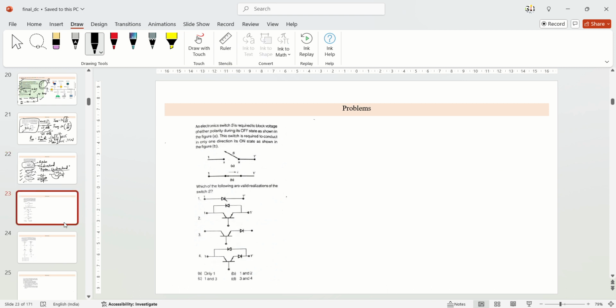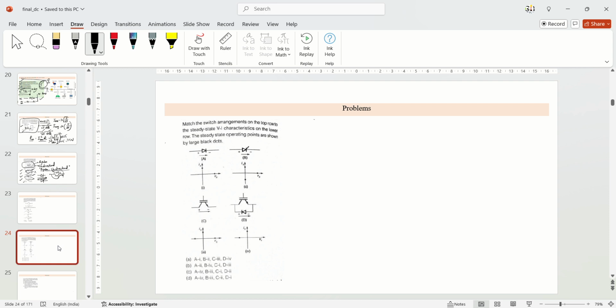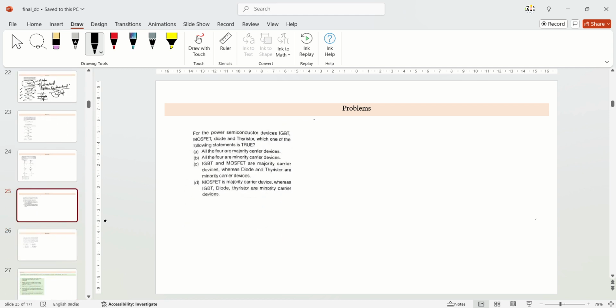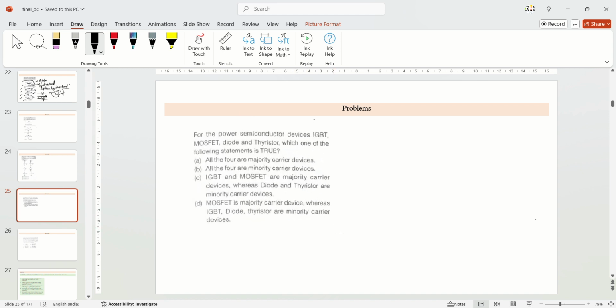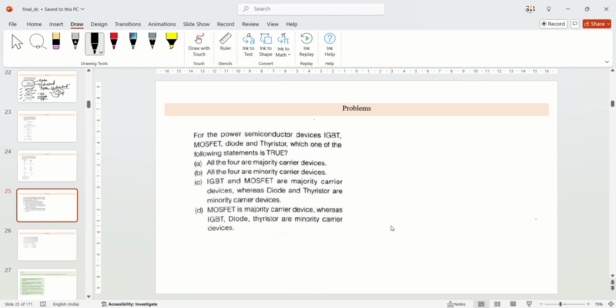Now if you can move on to the next question, related to the VI characteristic, I am leaving it up to you. I will share the slide to solve this question. This is similar to the previous one. This is a question I have put related to the IGBT and MOSFET characteristics. Just let me know which statement is true. I'm giving you 1 minute to solve this question. The question is not big enough.